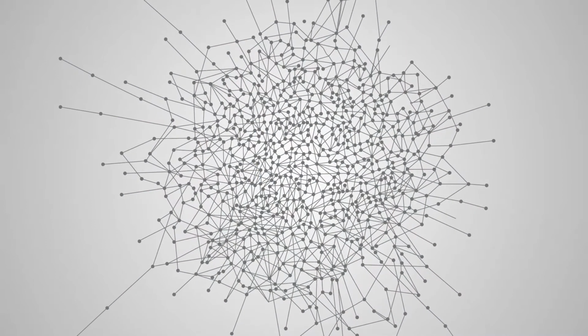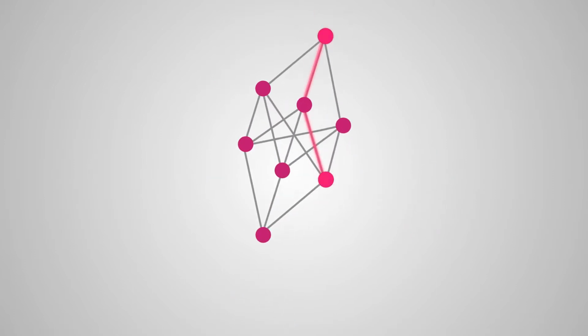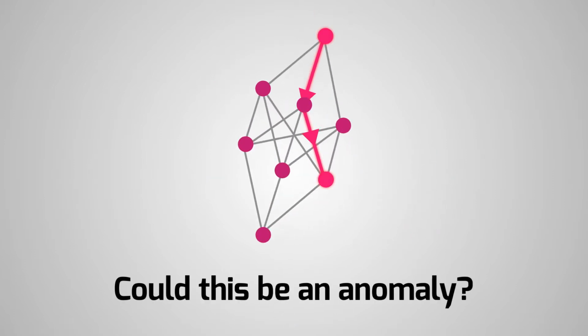Here is a network with about 1,000 nodes. Let's zoom in on part of the network, and zoom in further. This subgraph still looks complex. Looking closer, we highlight a structure. Is this structure anomalous? How do the red nodes connect? Could this be an anomaly?